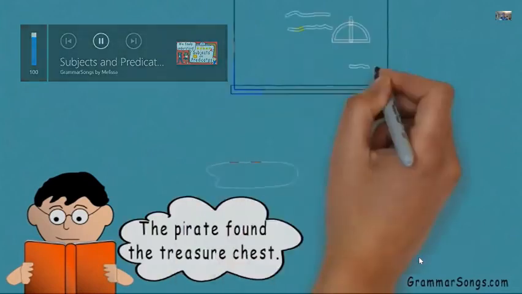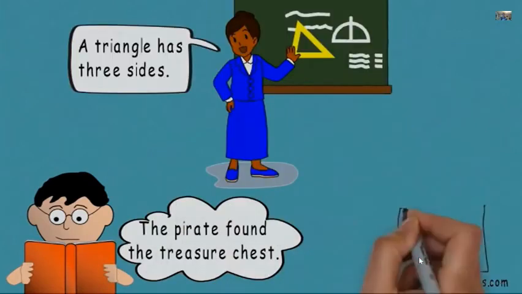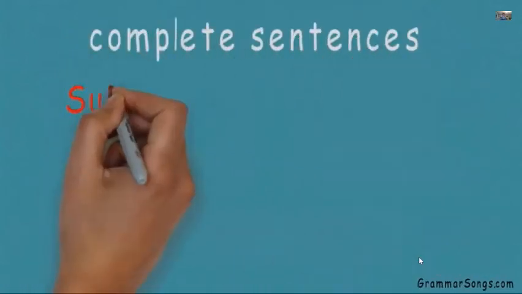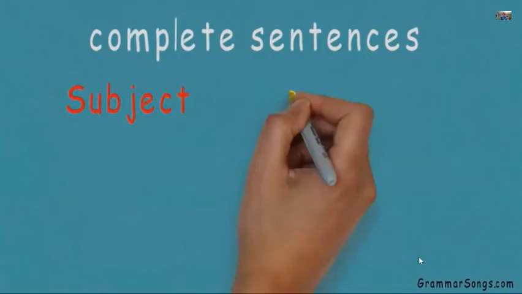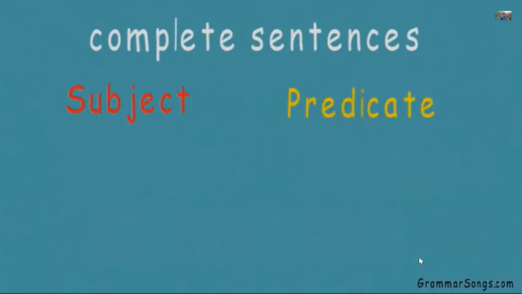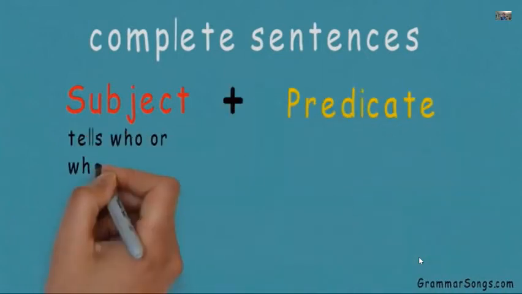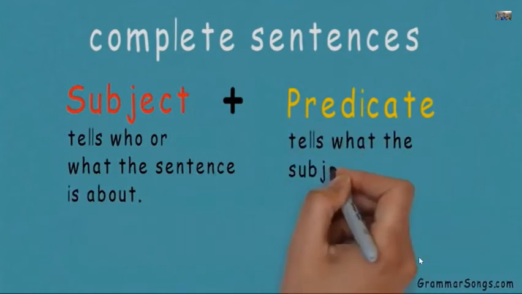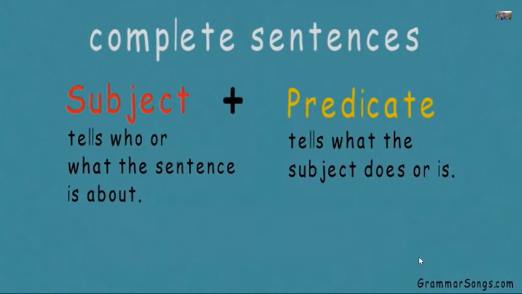We use complete sentences every day when we read, speak, and write. Complete sentences help us communicate in a way that enables us to understand each other's thoughts and ideas. Complete sentences are made up of two parts called the subject and the predicate. The subject tells who or what the sentence is about. The predicate tells what the subject does or is.